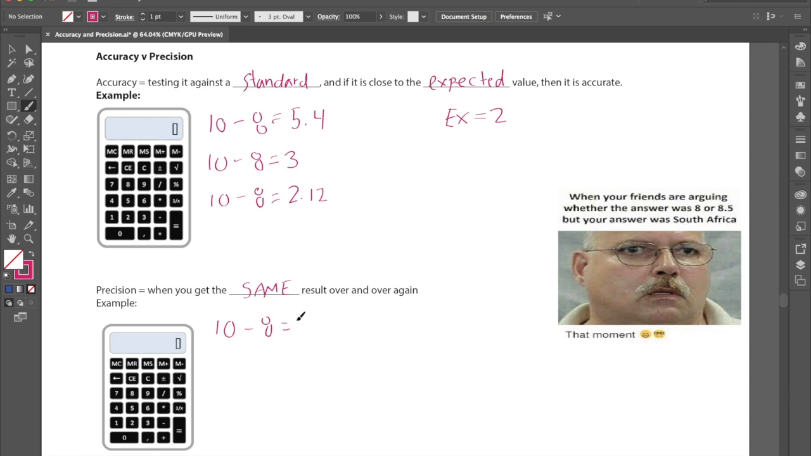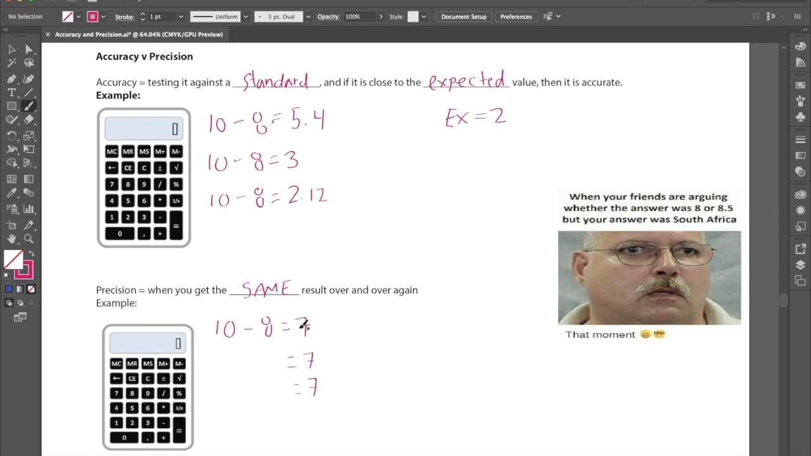And this time you get 7. So once again, far from that standard expected value of 2, you get 7. You type it in again, 10 minus 8, and you come up with 7 again. And you do it again, and you get 7 again. It could be that something is wrong with your calculator, it could be glitching, or on some sort of weird mode, so that every time you type in 10 minus 8, you're getting 7.